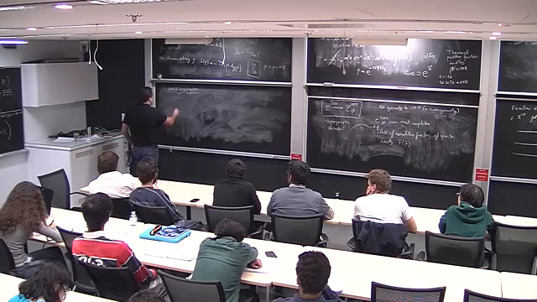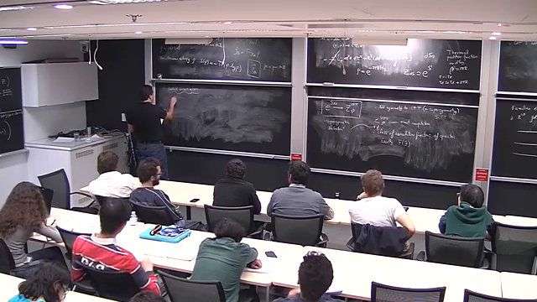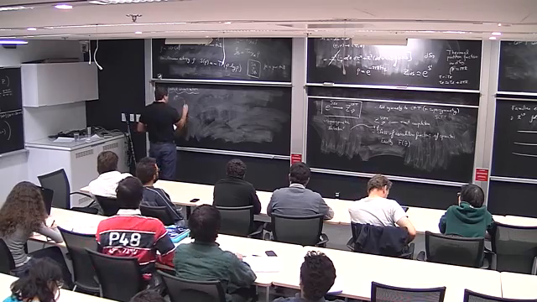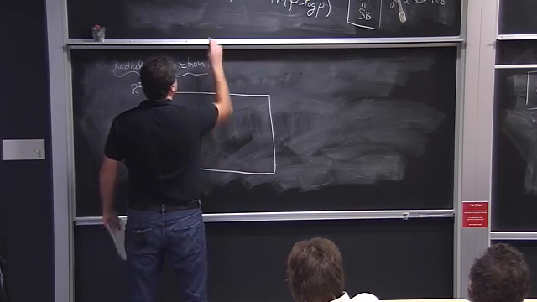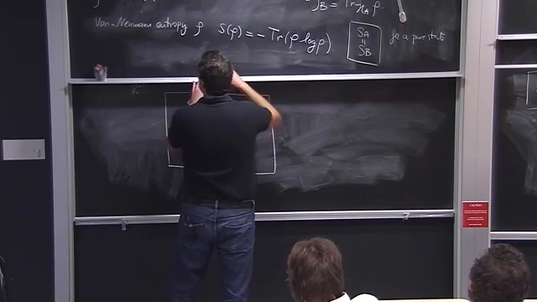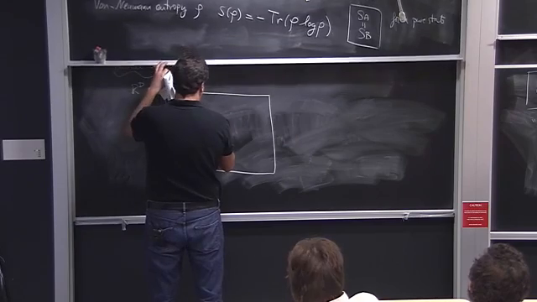So now what you do is you take, so I'm going to be in Euclidean space, and I'm going to foliate my space by concentric spheres.